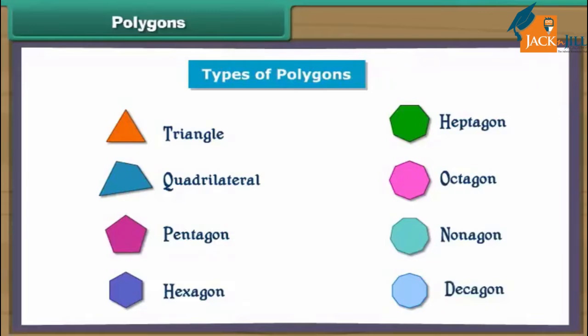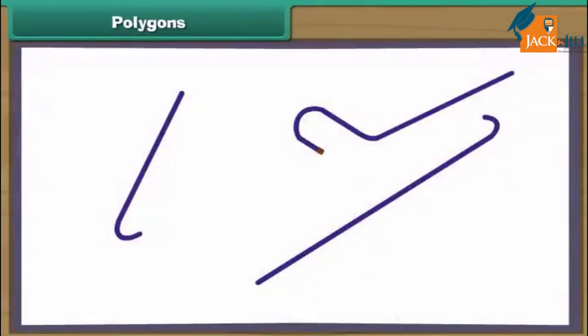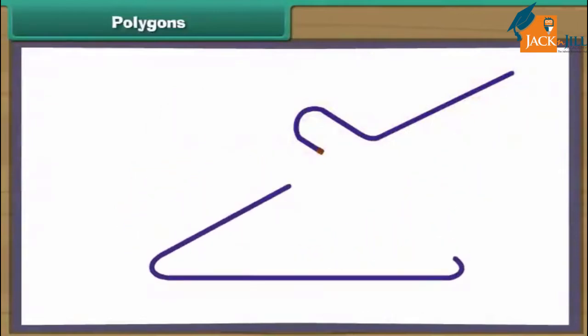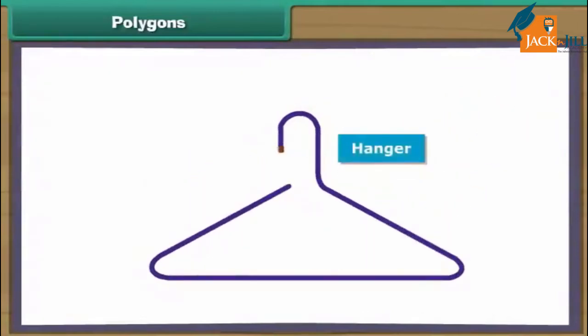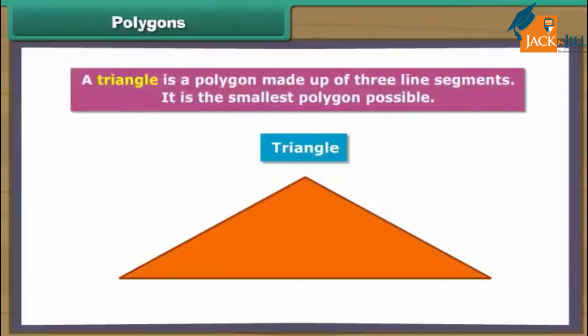Now we will learn more about each polygon one by one in detail. We take 3 pieces of plastic and join them to form a towel hanger. We have created a triangle. A triangle is a polygon made up of 3 line segments. It is the smallest polygon possible.